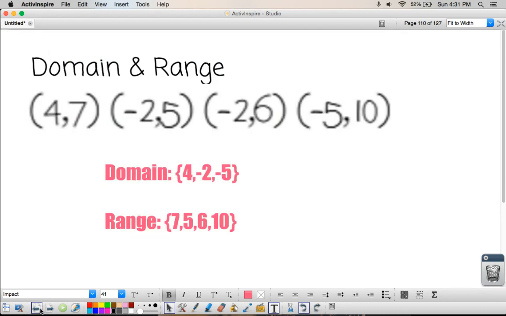So with domain and range, remember your domain is always your x values. Your range is always your y values. If you notice, this one right here has a -2 and a -2. It's not a function, but it still has a domain and a range.